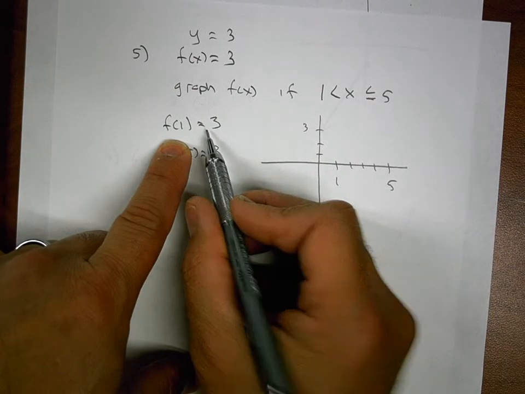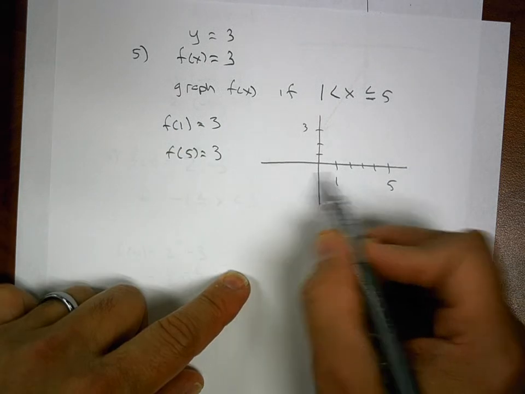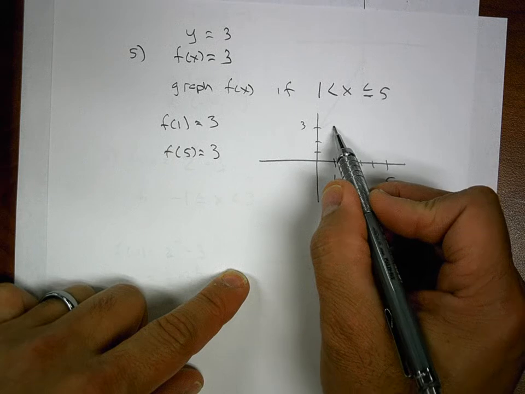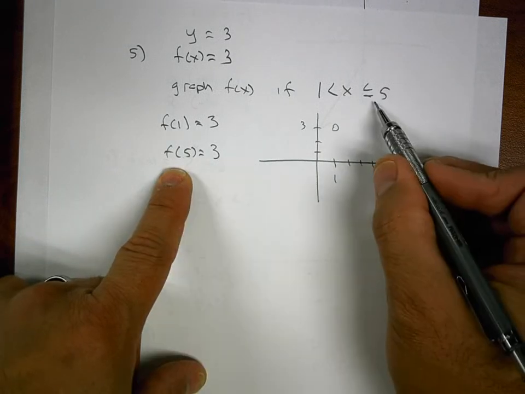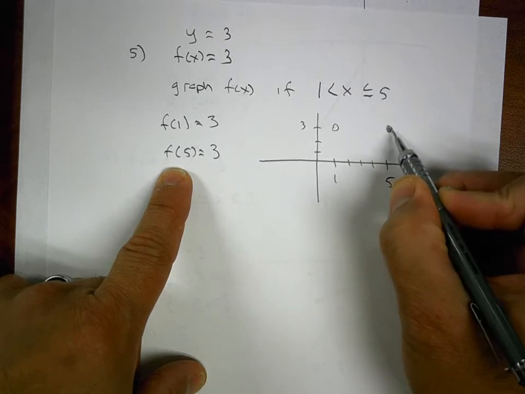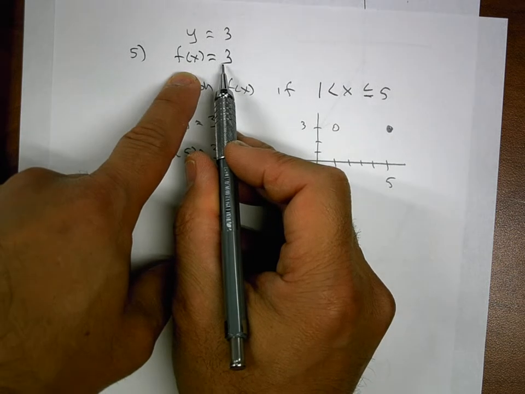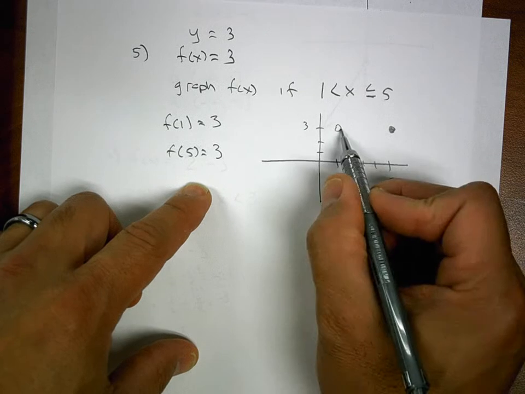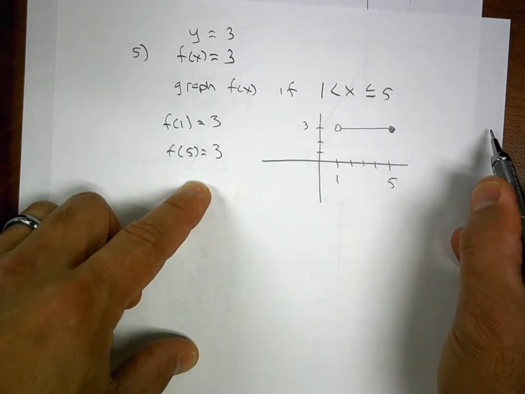Okay, plug in 1, we got 3. So 1, 3, and then open circle, there it is, and then 5, 3. Is that open or closed? Closed circle, there we go, perfect. And then we connect the dots. What do we connect the dots with? Is it a curve or a line? It's a line. It's a horizontal line. That's part of y equals 3, which is everywhere. It goes all the way, but we just want to see that section right there.